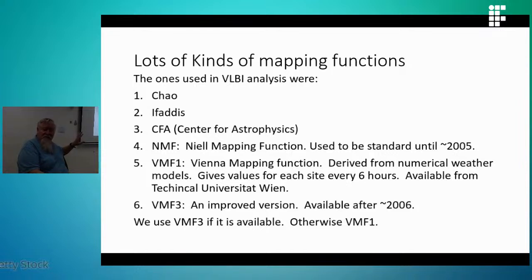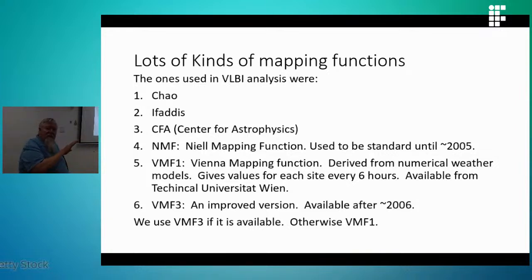Does anybody know what these things are? People have these big models of the atmosphere, and they have the temperature and the pressure on this big grid that covers the whole world. They use this to predict what the weather is going to be. So that's a primary purpose. But given these models, you can also get information about what's in the atmosphere. So people take these models and figure out what the mapping function and the delay should be based on them.